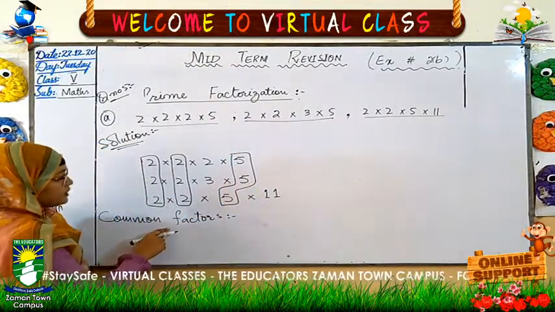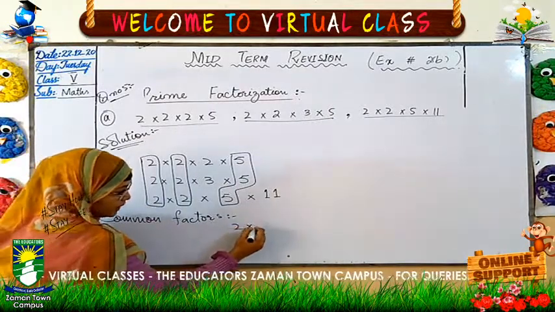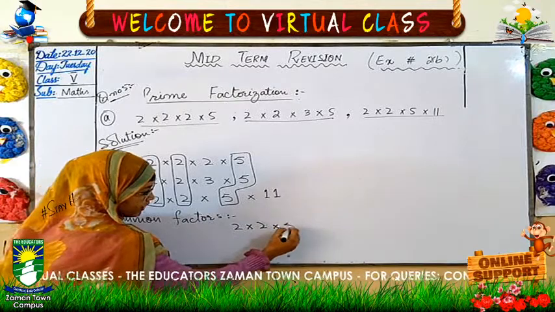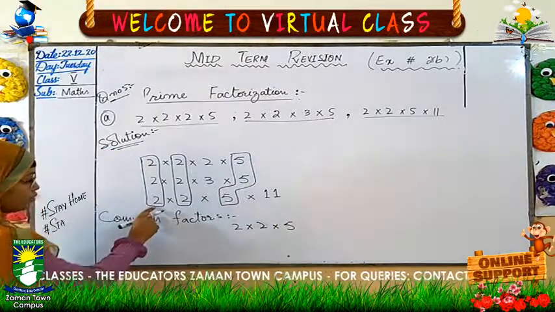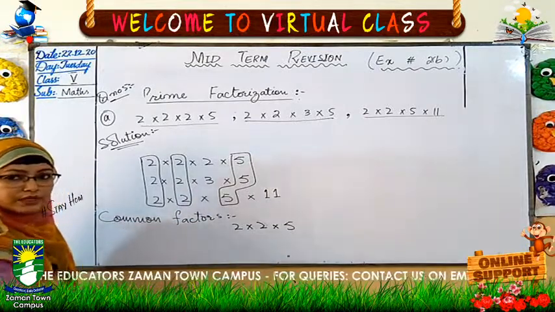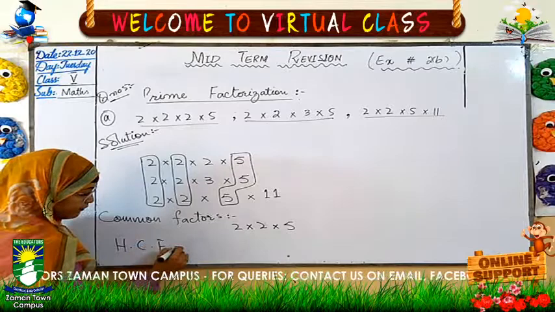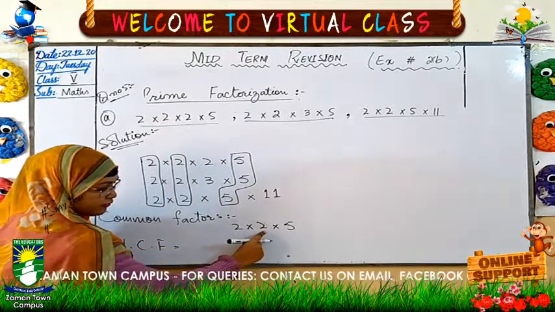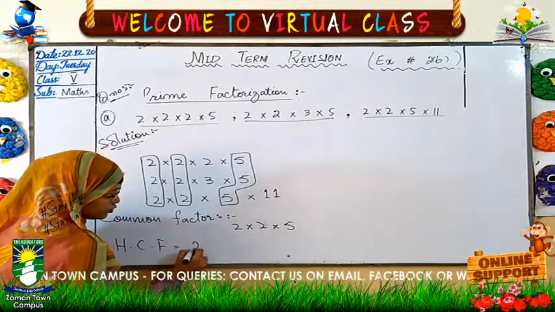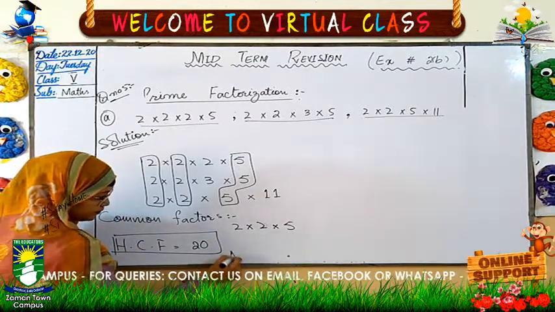It means we are having 3 common factors in this question. 2 multiplied by 2 multiplied by 5. 3 common factors, 2, 2 and 5. So the product of the common factors is equal to HCF. Means we have to multiply all the factors. 2 2s are 4, 4 5s are 20. So that is the HCF.